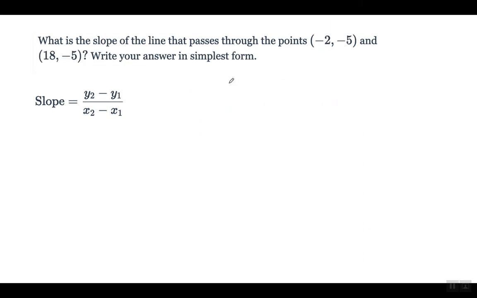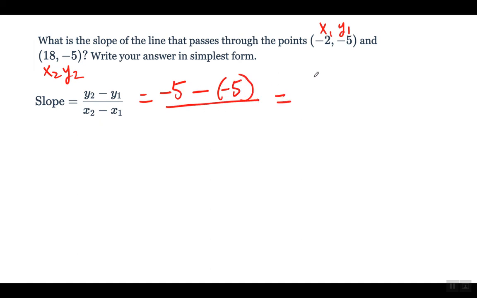Alright, next one. Again, this is one where you could do it mental math using what I just told you a second ago. Alright, so if I label this x1, y1, and this one x2, y2. On the top, you're going to have negative 5 minus negative 5. Just keeping it on the top. That's going to become negative 5 plus 5. Because when the numbers are the same and you subtract them, you're going to get 0.